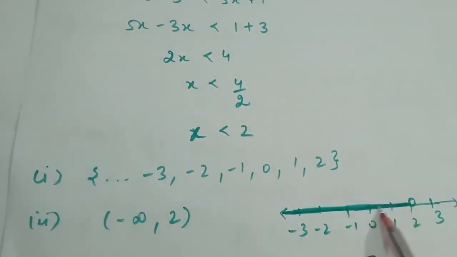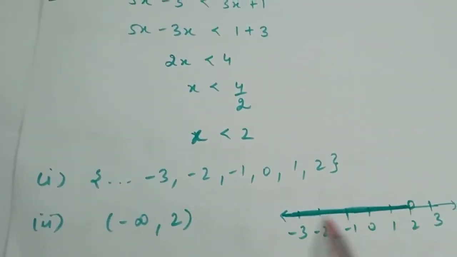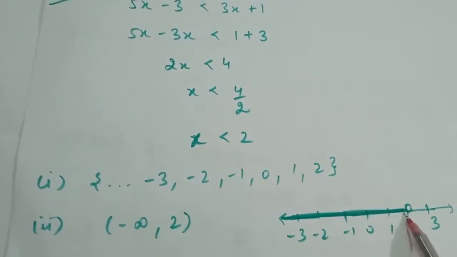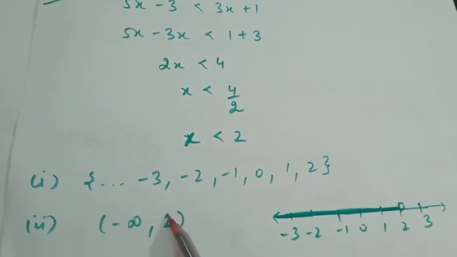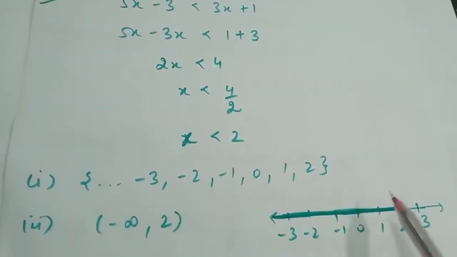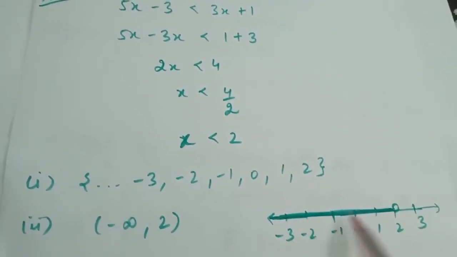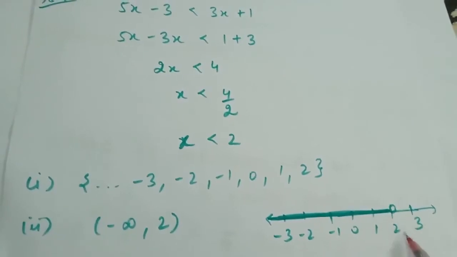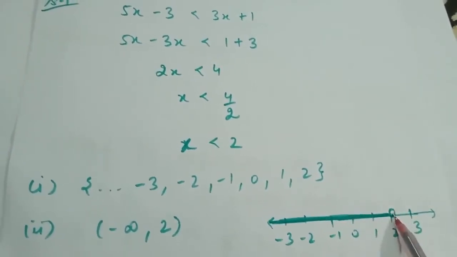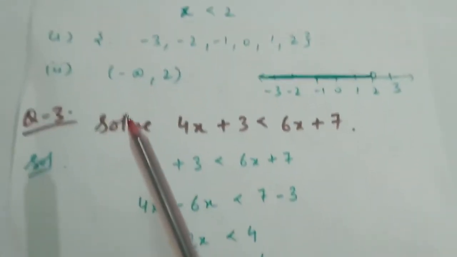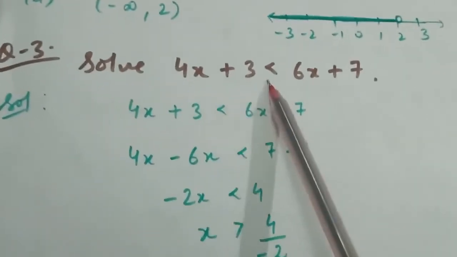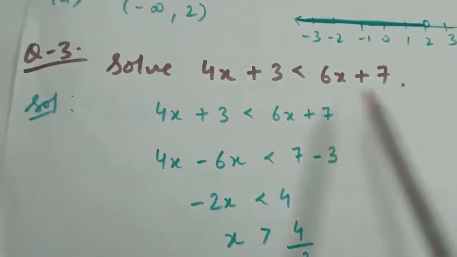So it will be this portion, right? From minus infinity to 2. Also at 2 you can see it is an open bracket, so draw an empty circle. This shows that the values go up to 2 but 2 is not included. Clear? Next is solve 4x + 3 < 6x + 7.